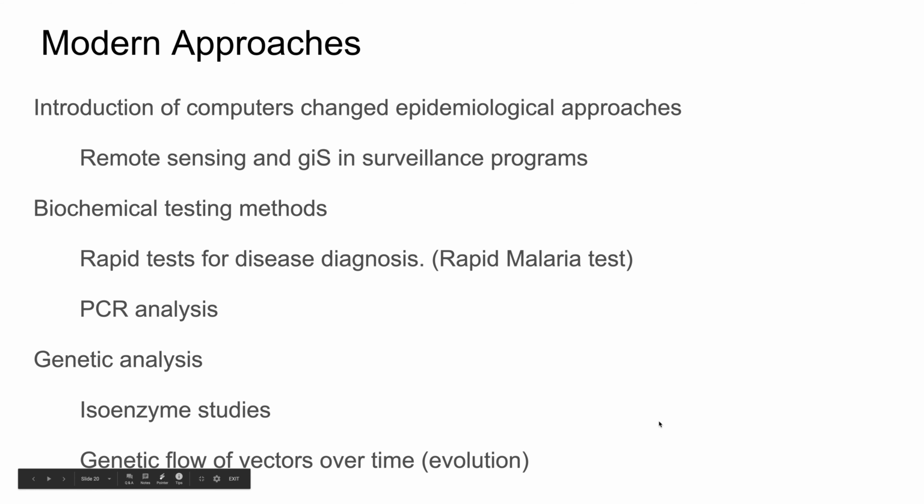Another is genetic analysis. We look at isoenzyme studies, so what different enzymes are found and how those are evolving over time genetically. Another is the genetic flow of the vectors over time. How do these insects evolve, and is the presence of the disease or the pathogen part of that evolution pattern?